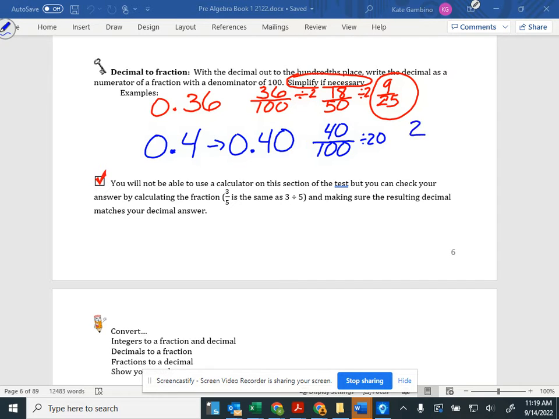40 divided by 20 is 2. 100 divided by 20 is 5. So 2/5 would be my answer. If you have a smaller factor that you divide out, you just have to simplify a few more times till you get all the way down to 2/5.